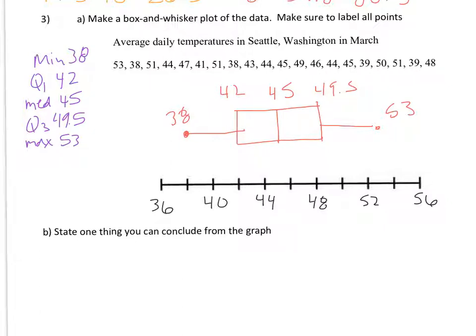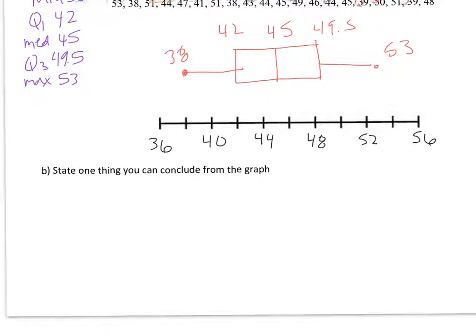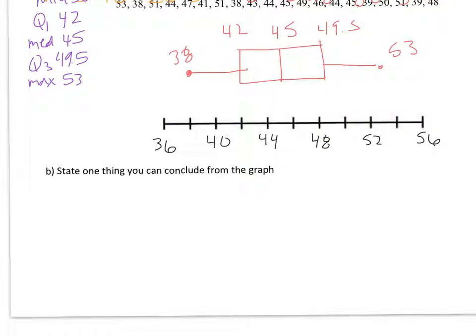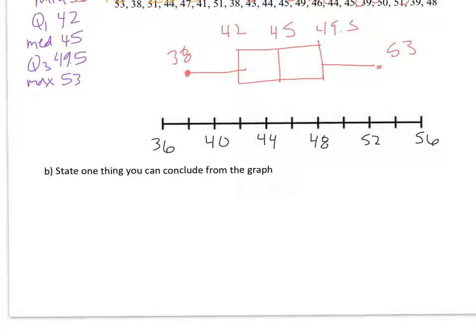Now it also says state any conclusion you might have about your box and whisker plot. So I don't want you to just say the max or the min. Different things you could say is the data looks pretty evenly spread out because it looks like each section is about the same.